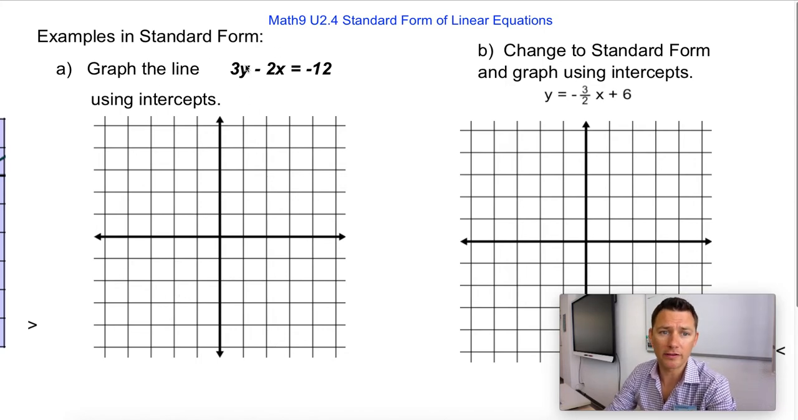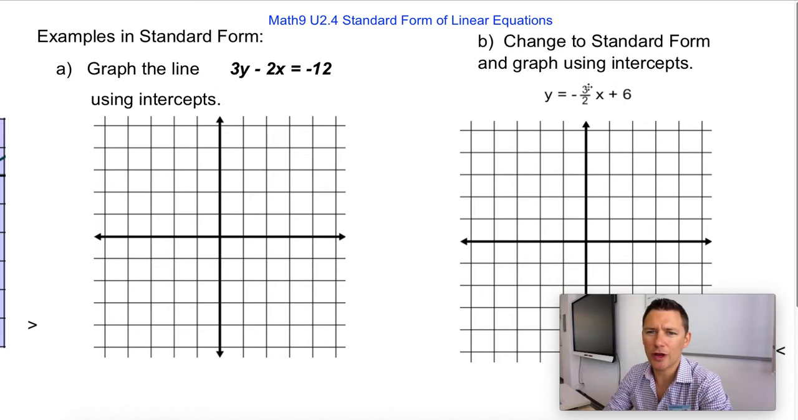That's the whole goal, is to look at this and find the 2 intercepts and draw your line. Try that with A. If you're champion, try it with B. You might have to change B around so it looks like this equation. Pause me and I'll be right with you.